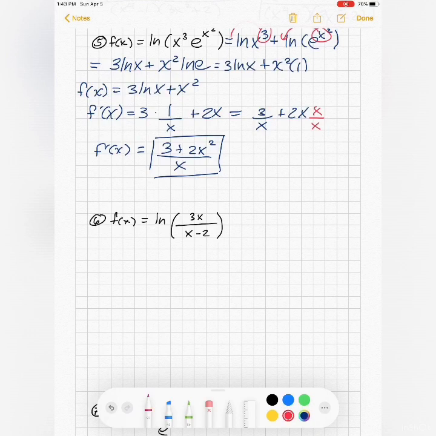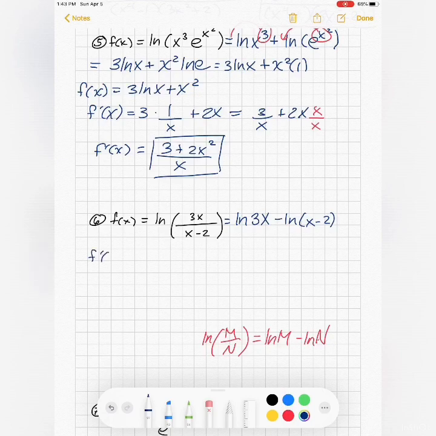Okay, what do I see with this one? First thing I see is another log property. Remember, when I have a division inside a log, I can break that up as a subtraction of 2 logs. The log of the top minus the log of the bottom. So that's the first thing I see. So again here, I'm not actually differentiating in the first step. I'm using the log property that says since I have a quotient inside of the log, I can break this up as the log of the top minus the log of the bottom.